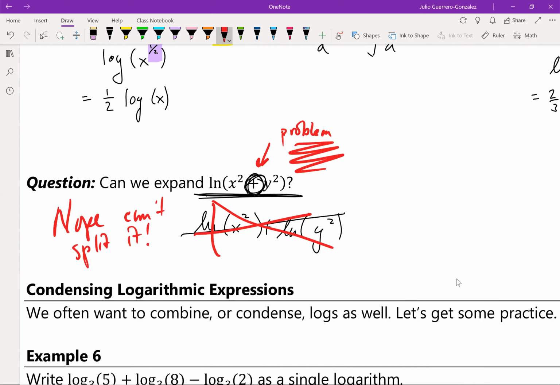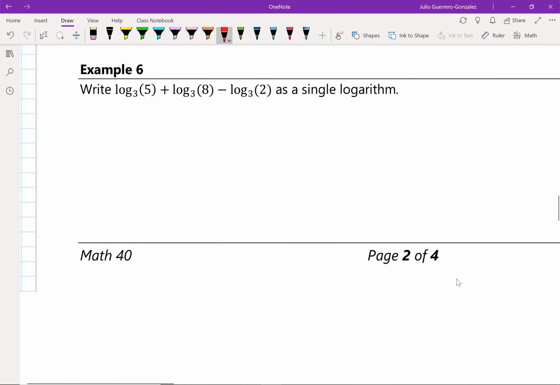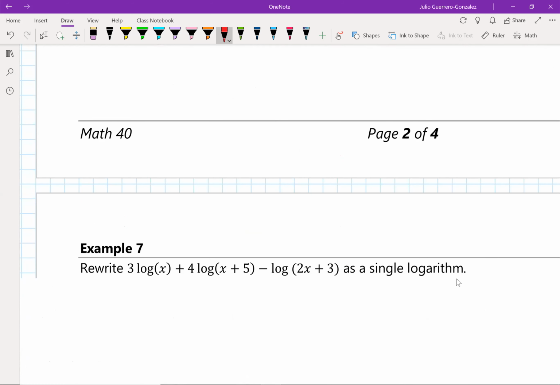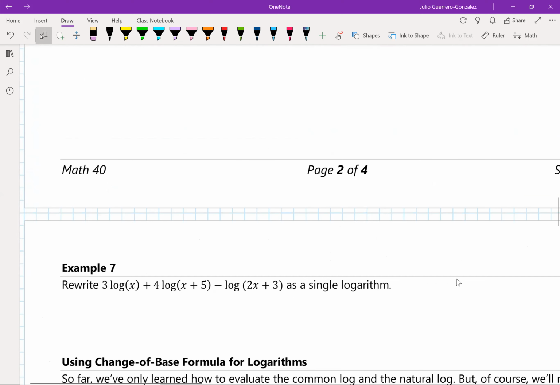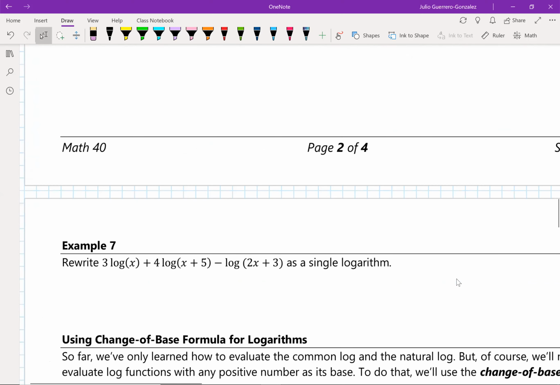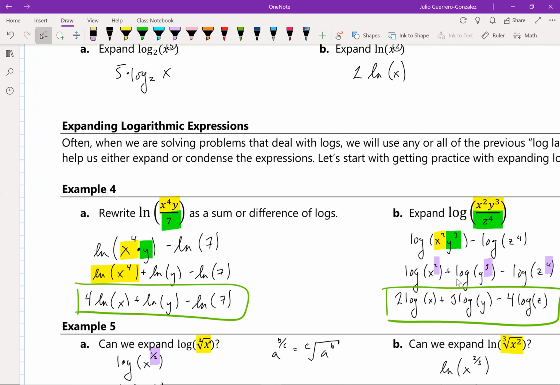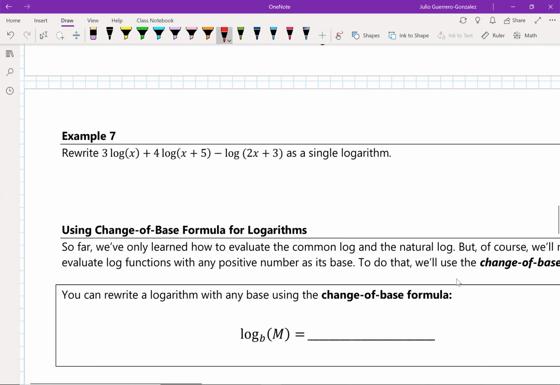Okay. Let me see what's left. Okay, I'm going to skip example 6 and 7. That's basically what we did up here, but backwards. So going from here to here, I actually want to get to the change of base formulas.